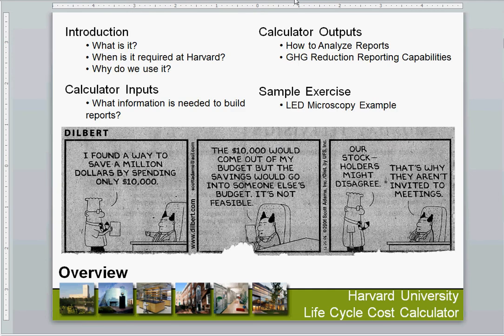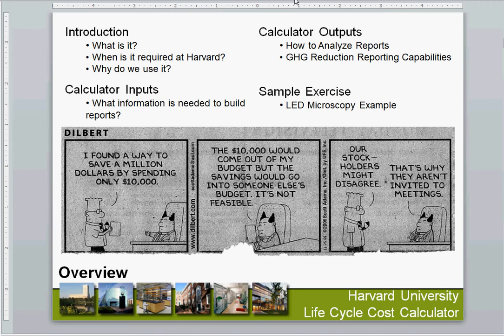Broadly today, as I mentioned, we're going to focus on a brief introduction to life cycle costing in general. What is it? When is it required at Harvard? Why do we have a specific calculator for Harvard? And what are some of the features of that calculator that make it especially useful here?